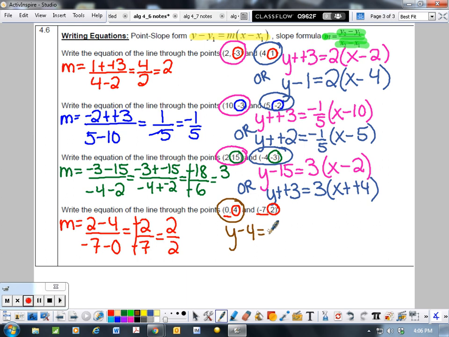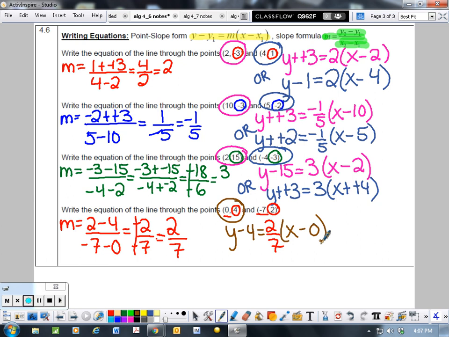I wrote that wrong, I apologize. I just realized that I wrote my slope with a 2 on the bottom, because I was still thinking 2 instead of 7. So this is going to be 2/7 is our slope, and then x minus my x value.